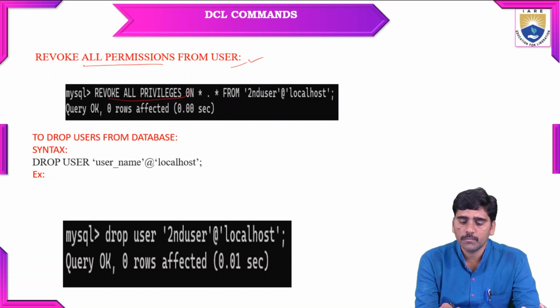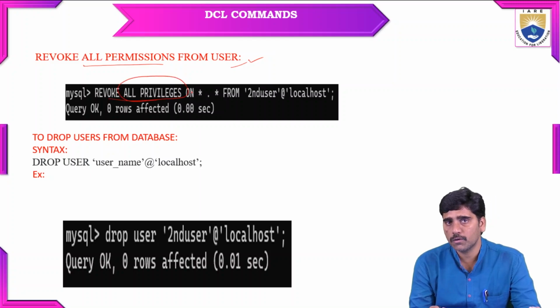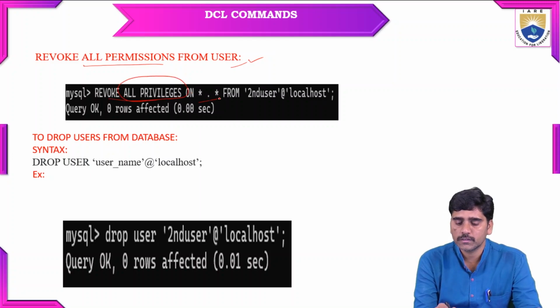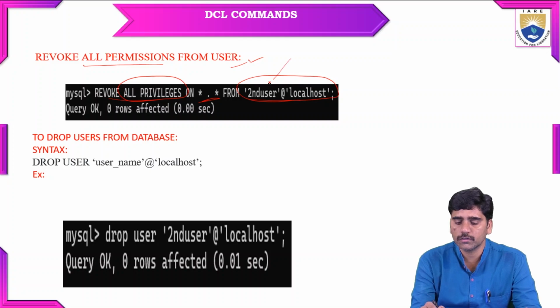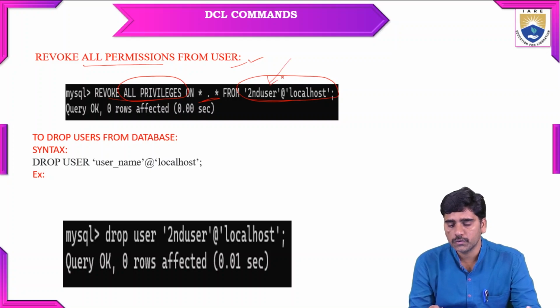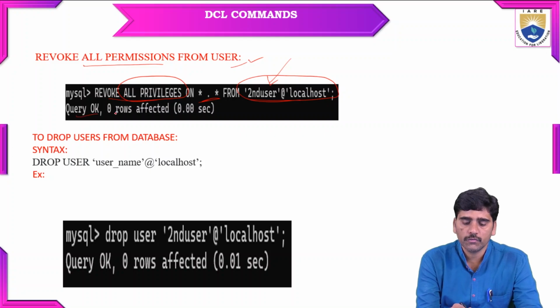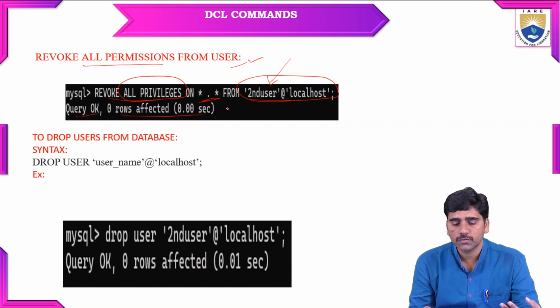So revoke all privileges. We need to specify what? All privileges on star from second user at the rate localhost. So that is what we need to revoke the permission from second user identified by localhost. And the query OK, 0 rows affected. So that means all privileges will be revoked from this second user. So now the second user cannot log in as a separate user.